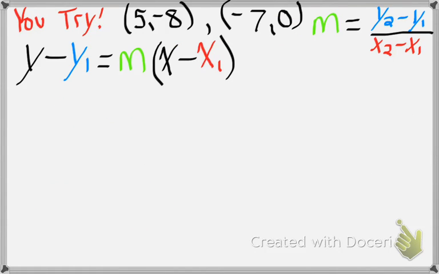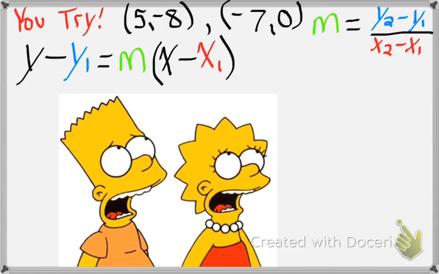Alright, so I went ahead and already gave you the tools you need, but these are the 2 points I want you to use. I want you to write the equation of the line in slope-intercept form that passes through these 2 points. So hit pause, give this one a shot. Oh no, by the way, you'll have fractions in your answer. Will you survive? Let's find out.